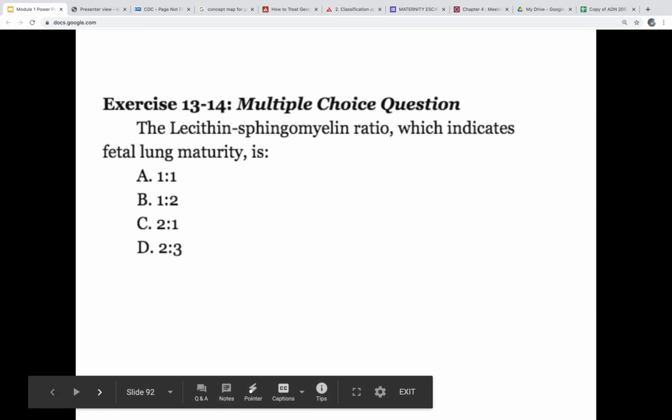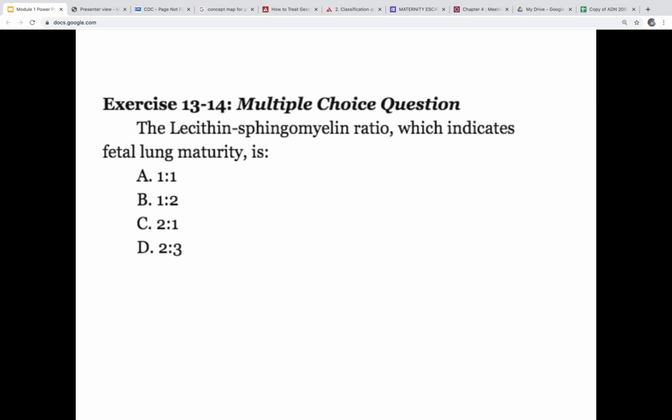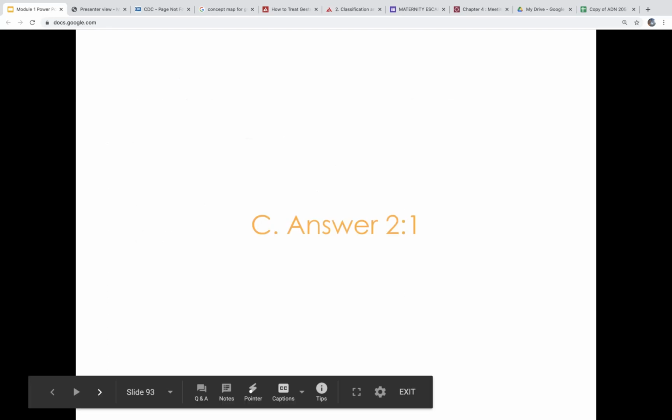The lecithin sphingomyelin ratio, which indicates fetal lung maturity, is... now the question does not state it, but this is a non-diabetic mom. Otherwise, they would have stated. So what is the normal ratio? We just talked about that. And you should have C, 2:1.